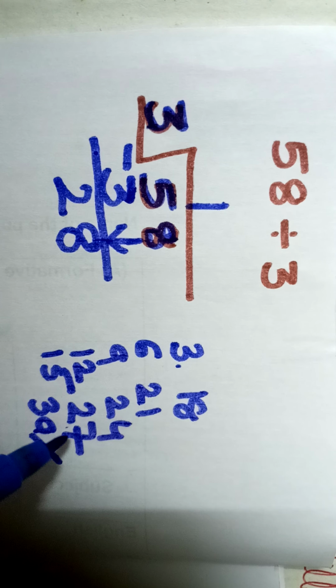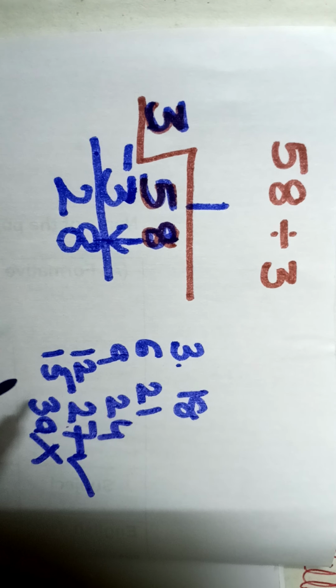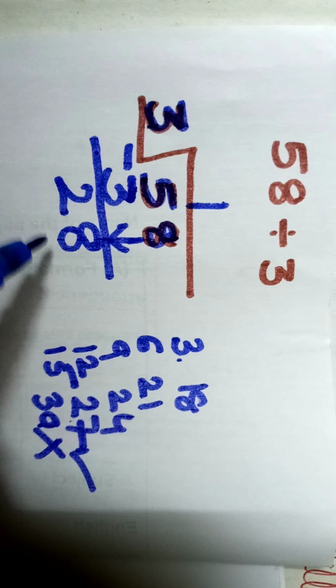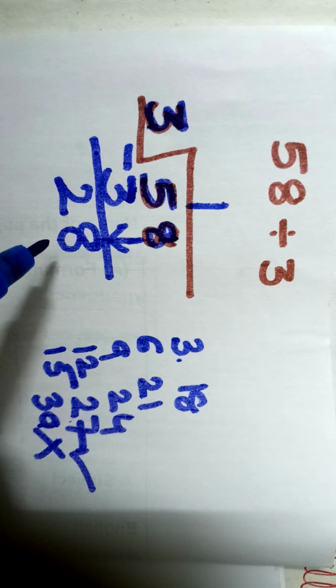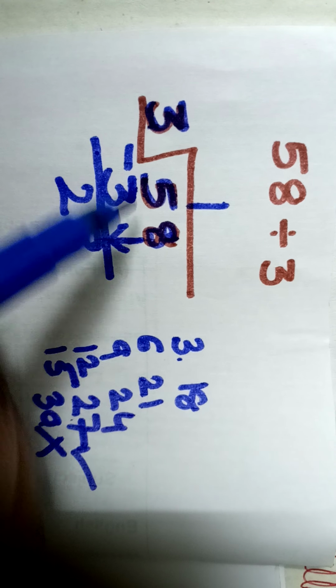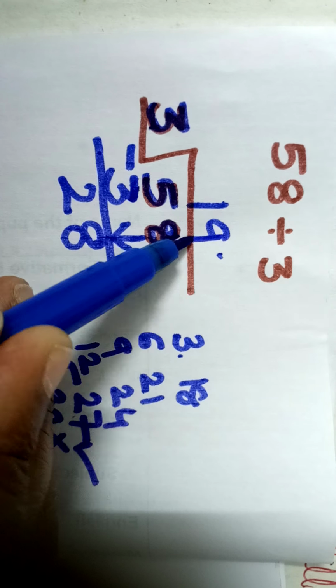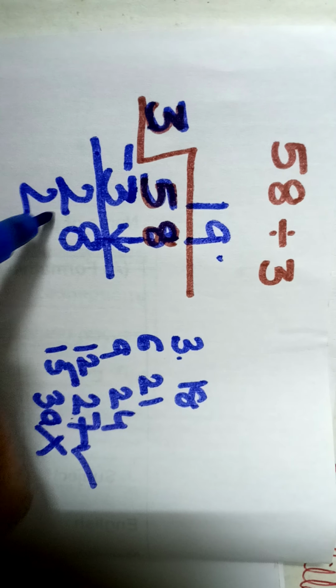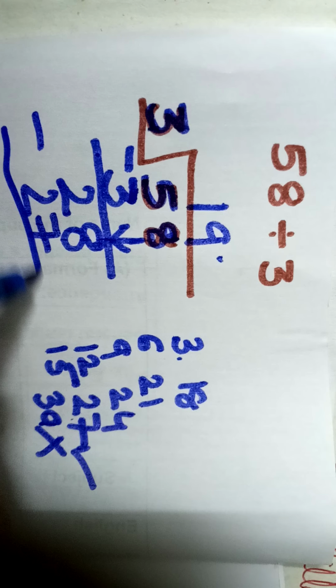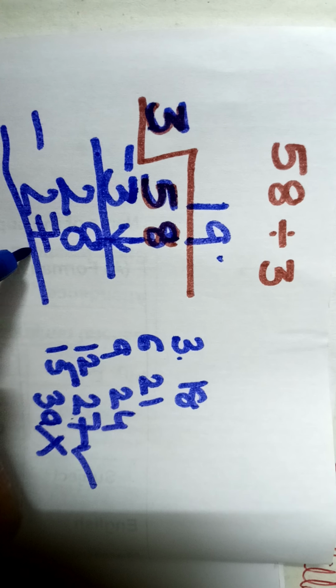So smaller than 30, which number is that? 27. Can you minus 27 from 28? Yes. So you will take 3 nines are 27. So 8 minus 7 is 1. 2 minus 2 is 0.